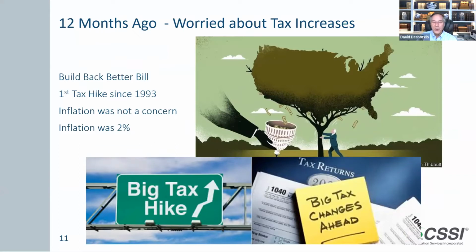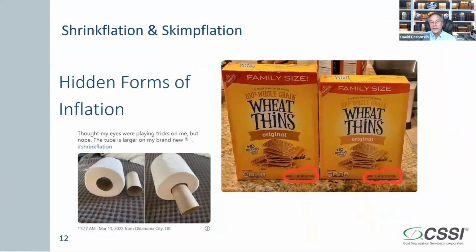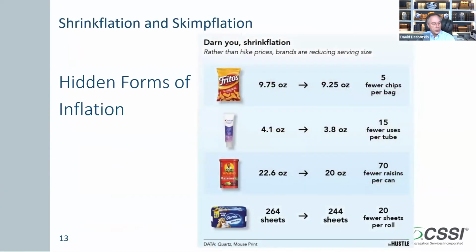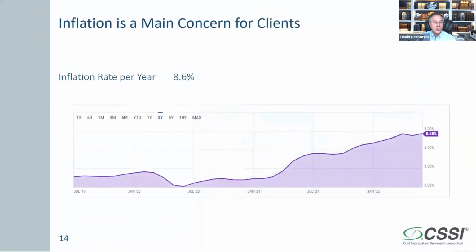Okay, 12 months ago, we were worried about taxes. We were going to tax the rich, spare the poor. No one really saw inflation coming. Now we have skimpflation, where boxes are smaller. The rolls in our toilet paper are bigger, so they can put 20 less sheets. Charmin has 20 fewer sheets on a roll of toilet paper. 70 less raisins. Frito-Lay's ripping us out of 5. It's skimpflation. They're trying to give us smaller packages for the same price.